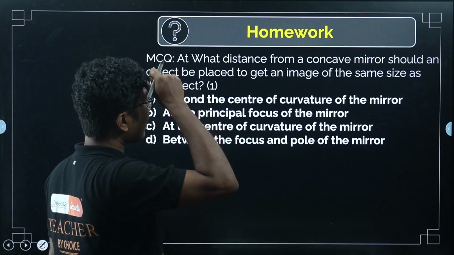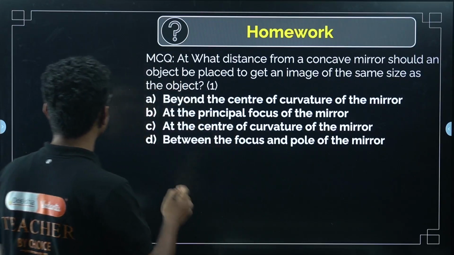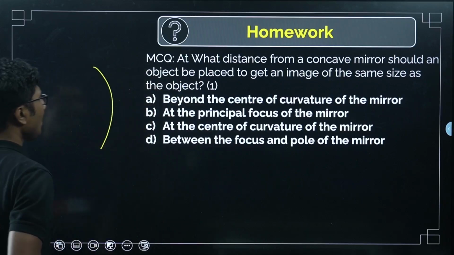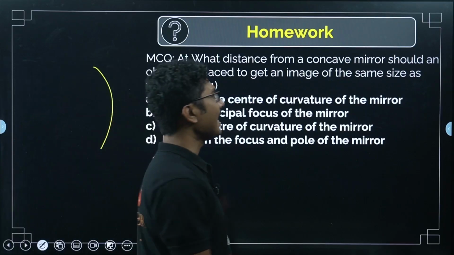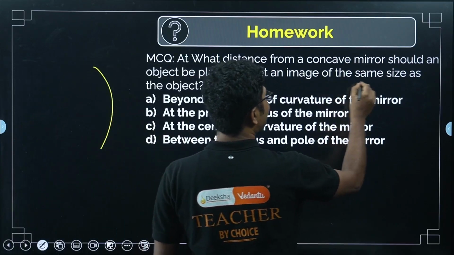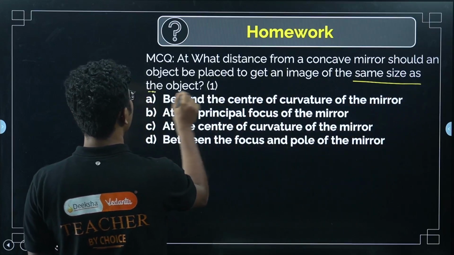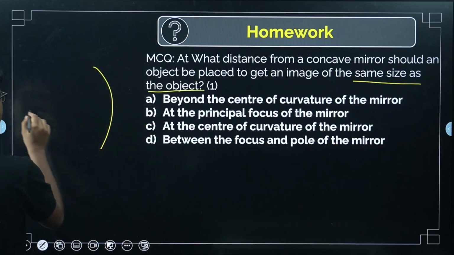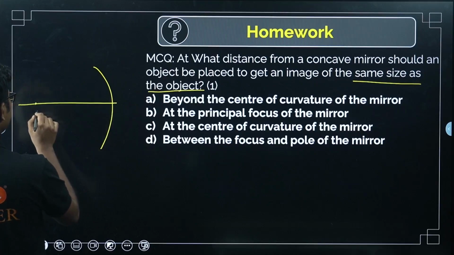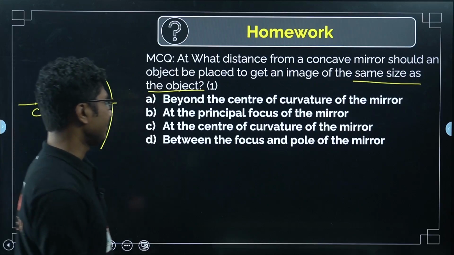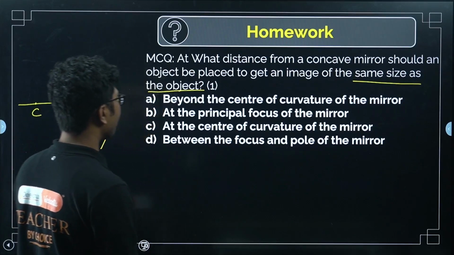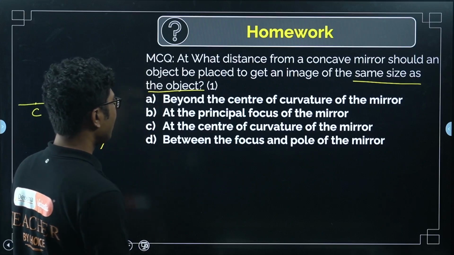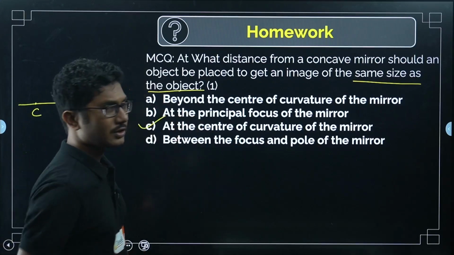Okay, so at what distance from the concave mirror? The mirror was a concave mirror, and they have said the image is the same size as the object. Same size as the object means where do we get the same size? When the object is placed at the center of curvature. So the object should be placed at the center of curvature of the mirror.